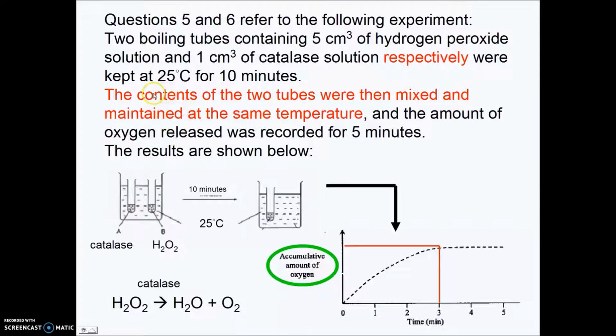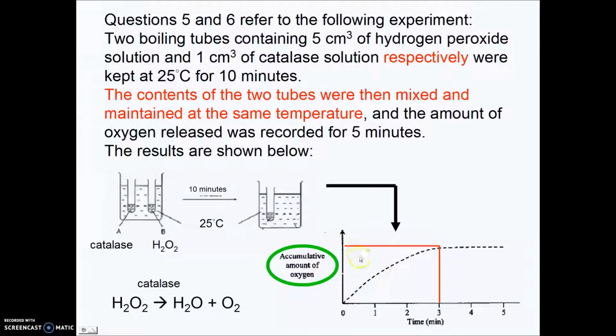are put in the water bath at 25 degrees Celsius for 10 minutes. And then the contents of the 2 tubes were mixed and maintained at the same temperature. Okay, so you can see in this case, 10 minutes later, we mix A and B, the catalase solution and the hydrogen peroxide solution, and also put it at 25 degrees Celsius. And then what we are going to measure is the amount of oxygen released for 5 minutes. So you can obtain this graph afterwards.